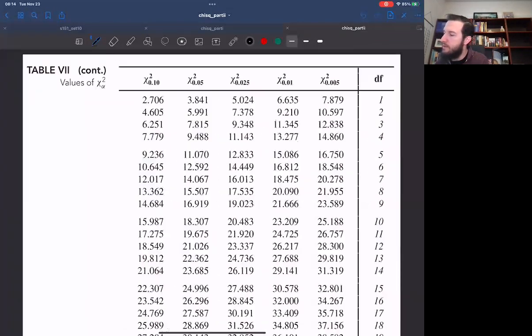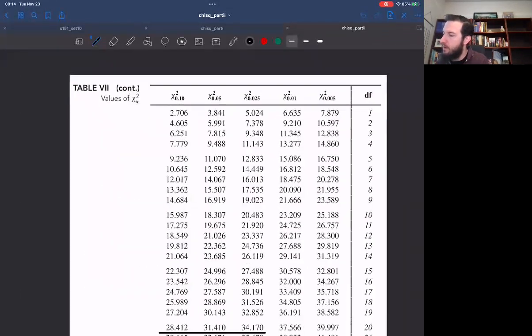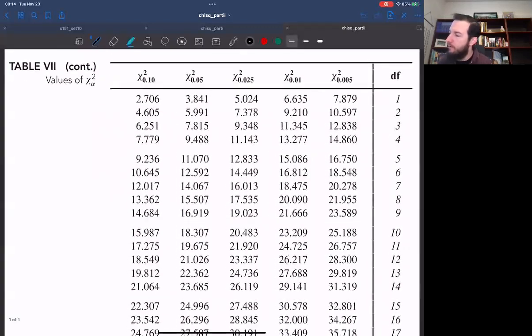And just like with a t-table, we're going to match our significance level to our degrees of freedom. So we have chi-square subscript 0.05, 5 degrees of freedom. That gives us a critical value of 11.070. All right, any questions?